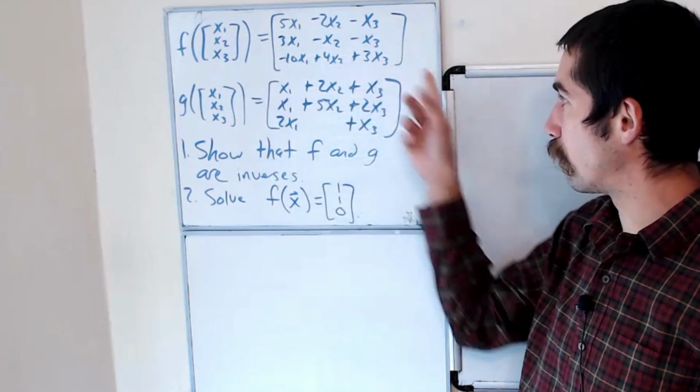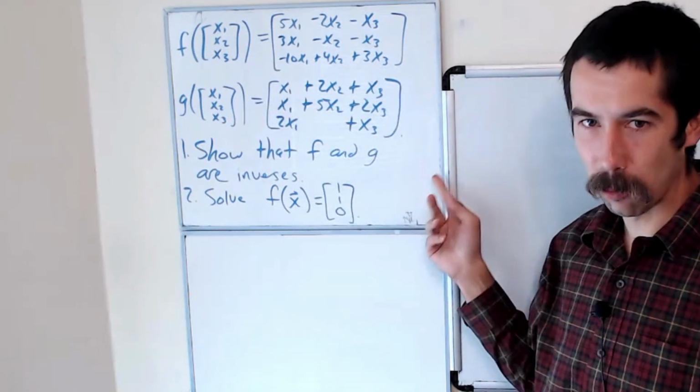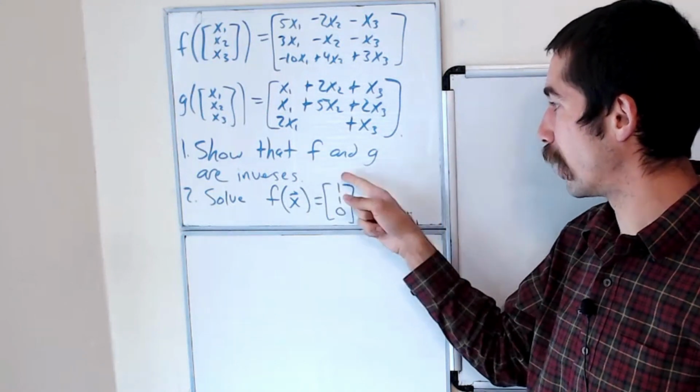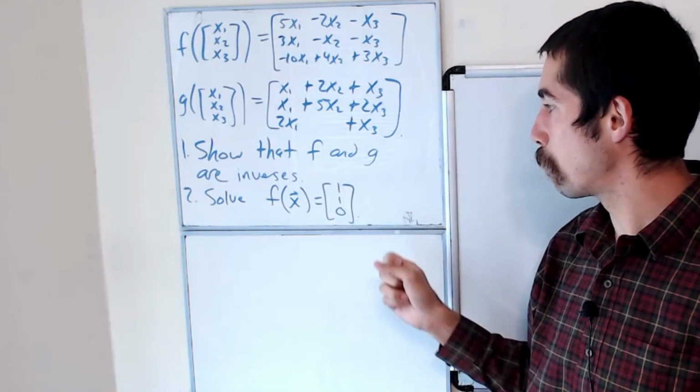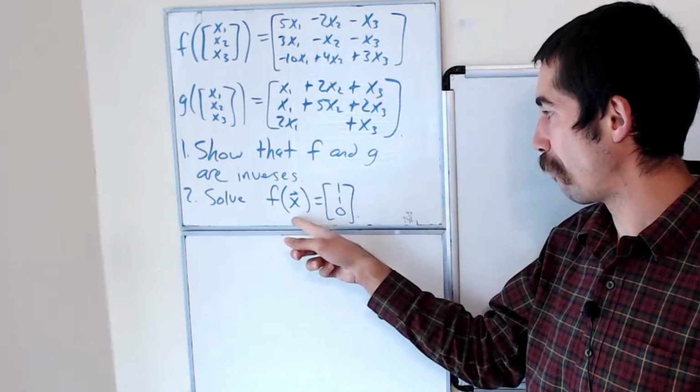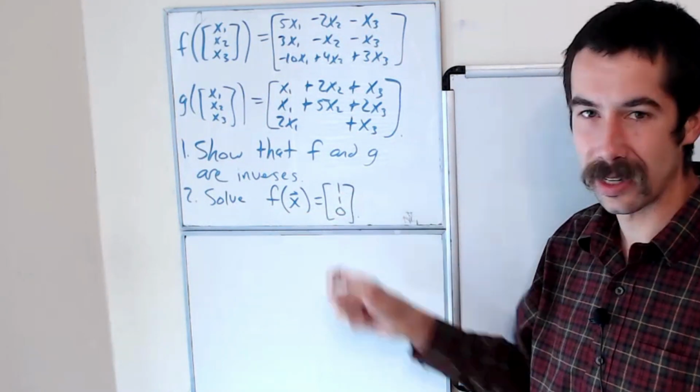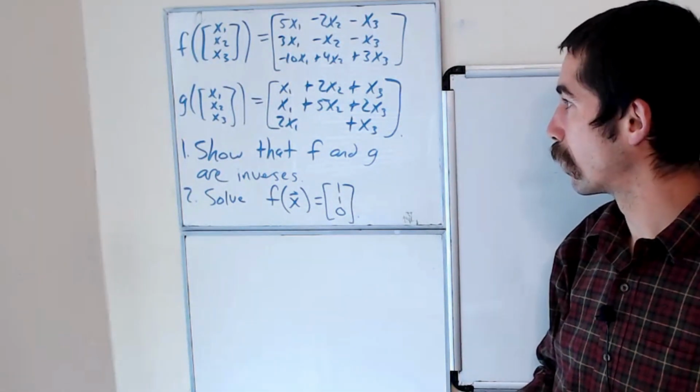Today we're going to solve a problem involving inverses. Let f and g be the following functions. I'm not going to read them out; you could read them on your own. We want to show that f and g are inverses, and then we want to solve the equation f of x equals (1, 1, 0). So what vector gets sent to (1, 1, 0)?